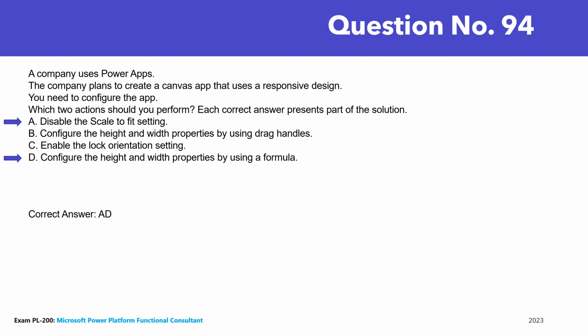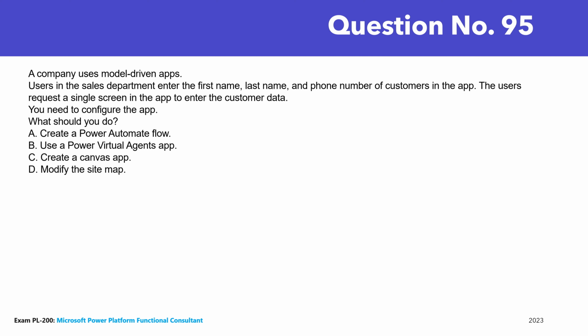A company uses model-driven apps. Users in the sales department enter the first name, last name, and phone number of customers in the app. The users request a single screen in the app to enter the customer data. You need to configure the app. What should you do? A. Create a Power Automate flow. B. Use a Power Virtual Agents app. C. Create a Canvas app. D. Modify the sitemap. Correct answer, C.